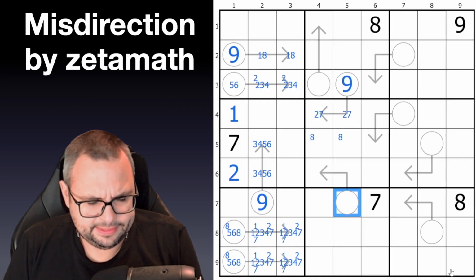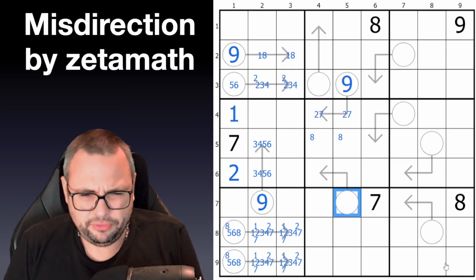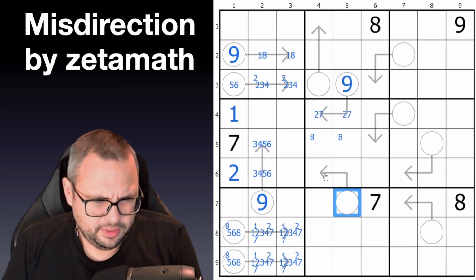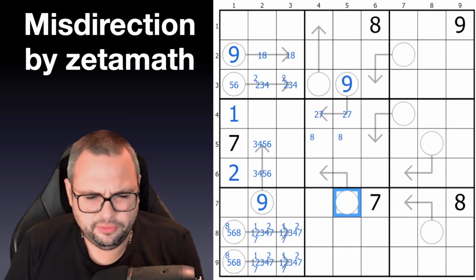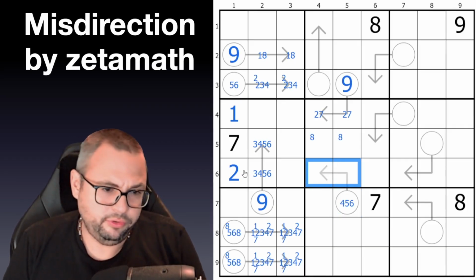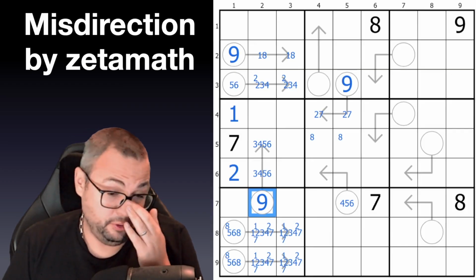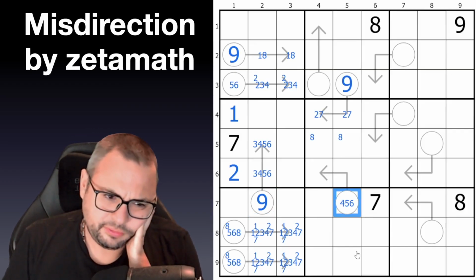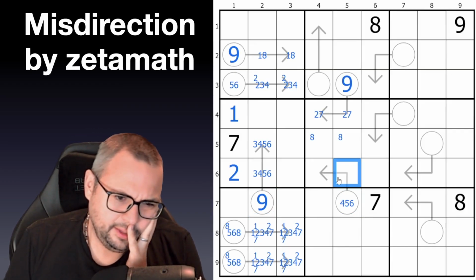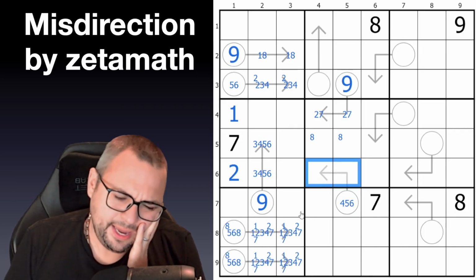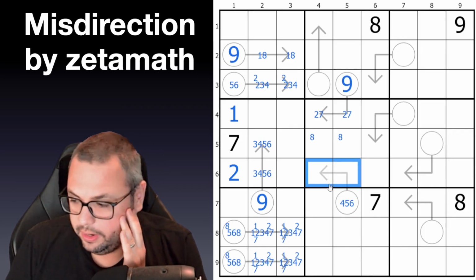What can this cell be? Well, it's at most 6. So I think it's 4, 5, or 6. Because I can't make these 1, 2, because there's a 2 there. And I can't make it 7, 8, or 9, because Sudoku. So this is a 4, 5, or 6. And in all cases, I need to have a 1 on this arrow.